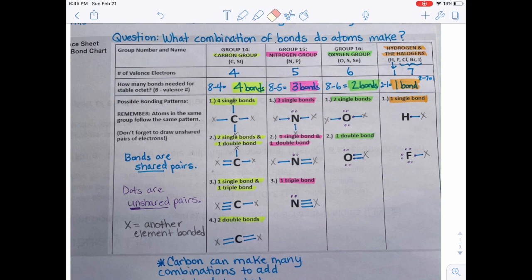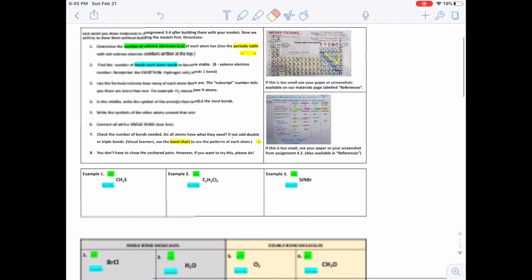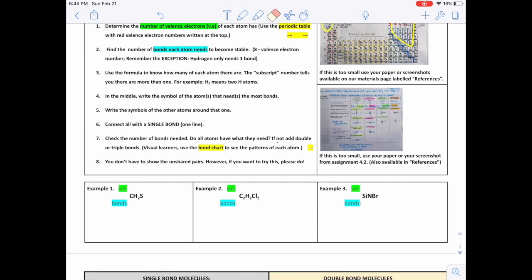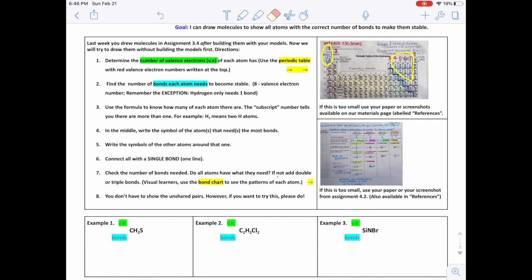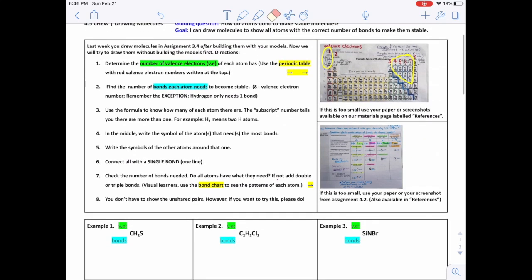So when I am drawing these molecules, I want each atom that's in the molecule to look like one of those options. If you're a visual learner, you might want to think about that. How does it look? And otherwise, you can think about it more in terms of the valence electrons and the number of bonds adding up, if you like that better. So I'm going to read through the directions and do these examples.